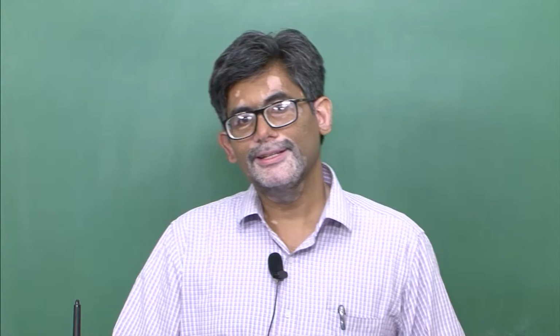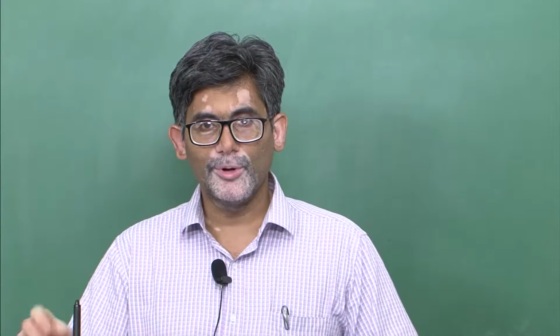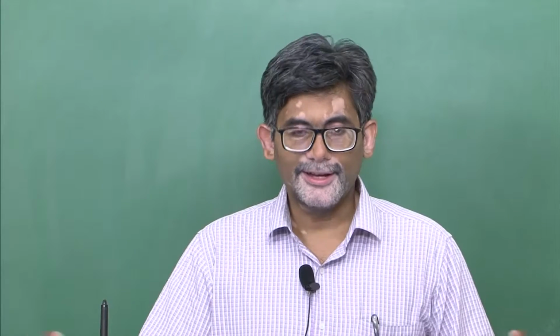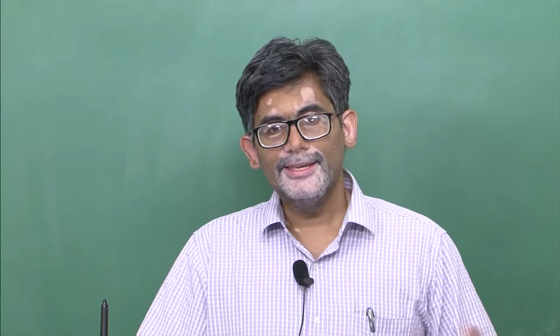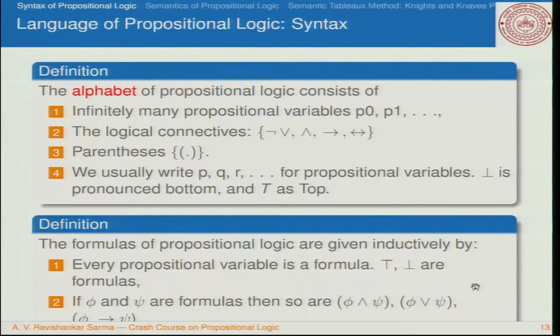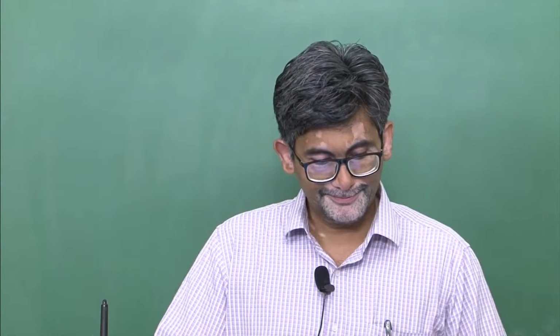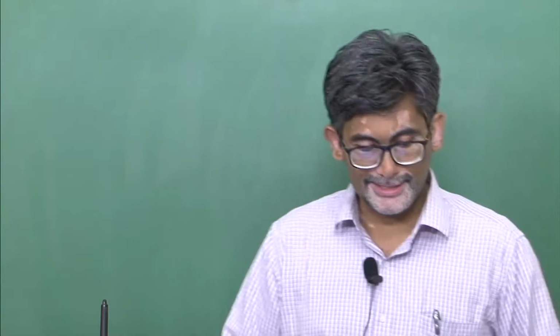And there are two symbols that we will be using: bottom, that stands for those sentences which are always false, or contradictions, and top, T, for those sentences which are always true. So if we classify our sentences, there are tautologies, which are always true, and contradictions, which are always false, and there are some sentences which are sometimes true and sometimes false. They are called contingent statements.